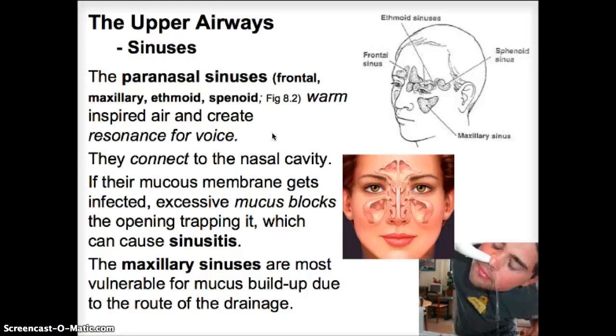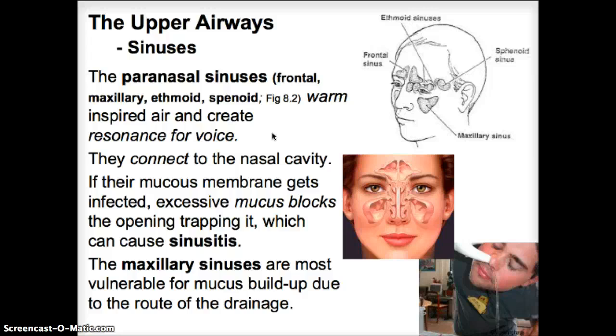They connect to the nasal cavity if their mucous membranes get infected. And so what happens is excessive mucus can block the openings of this connection and trap it, which of course then causes the sinusitis.